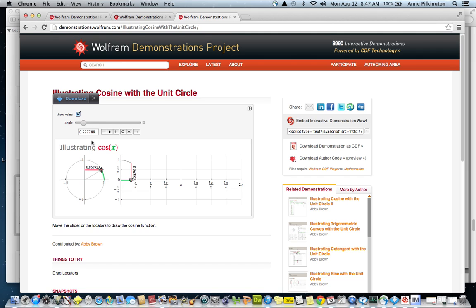Now, as x, the angle, increases, the terminal ray of that angle swings around the unit circle, and we're going to see what happens as it swings around from 0 to 2 pi.